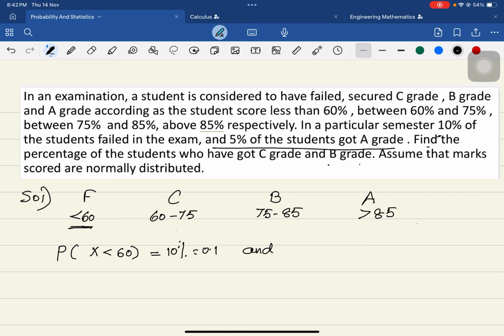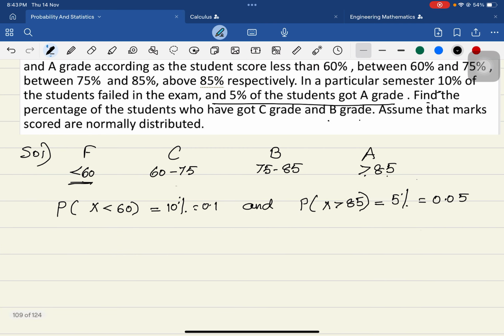And the next one is 5% of the students got A grade. This is one more piece of data. A grade means more than 85, right? So, another input for us is P(X > 85) is 5%. 5% means it is 0.05.